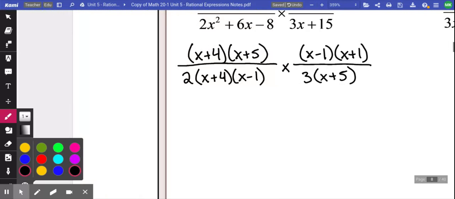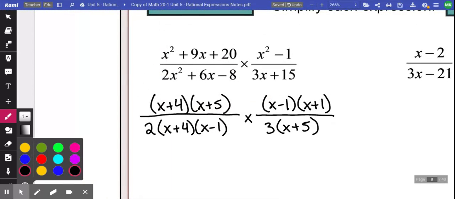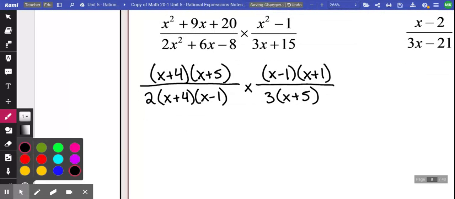Cool. My NPVs. You should have stated that for this question, right? Get in the habit every single question. The NPVs are -4, +1, and -5. Awesome. I now want to rewrite this by multiplying together.